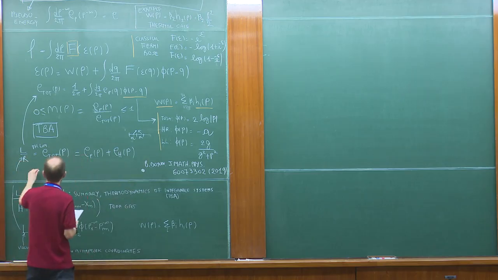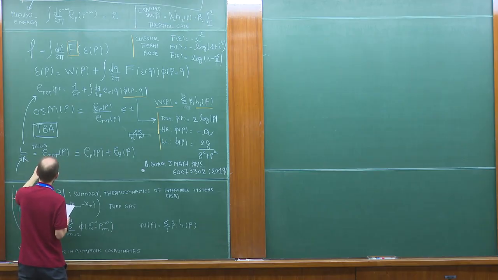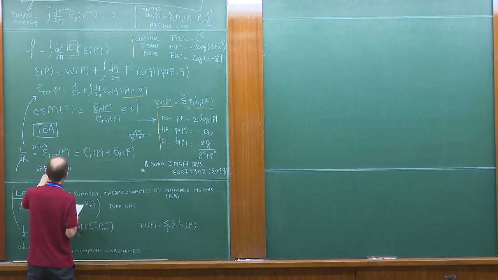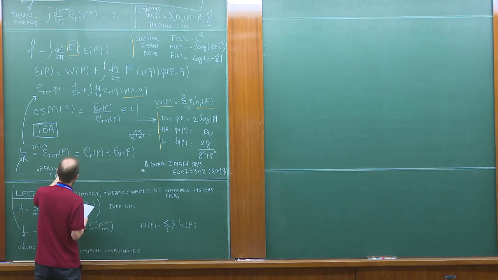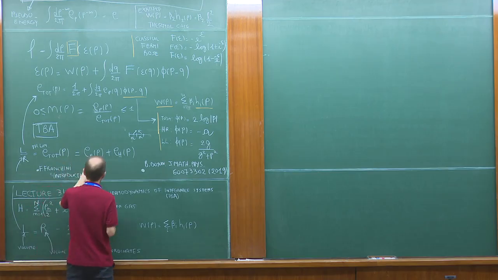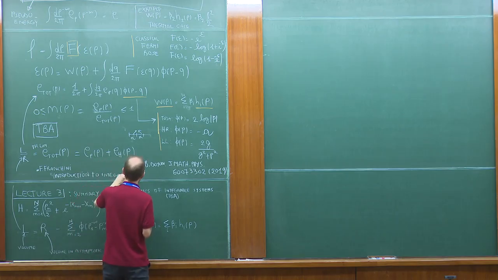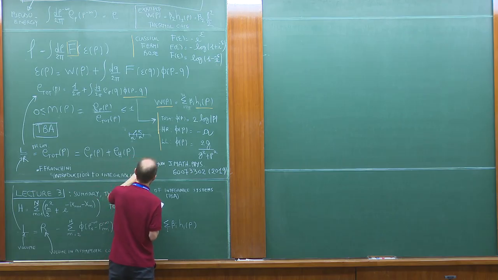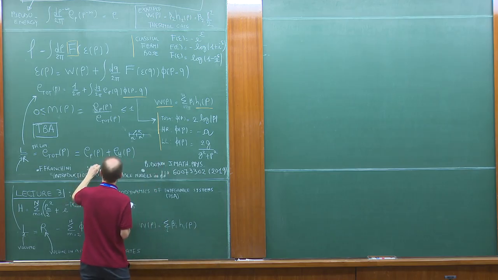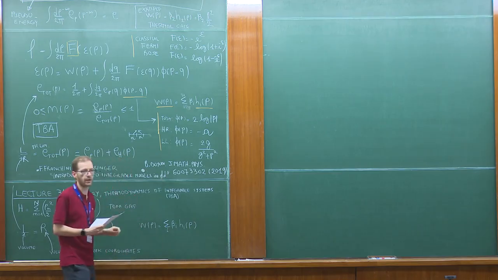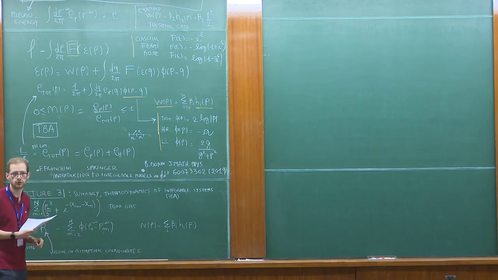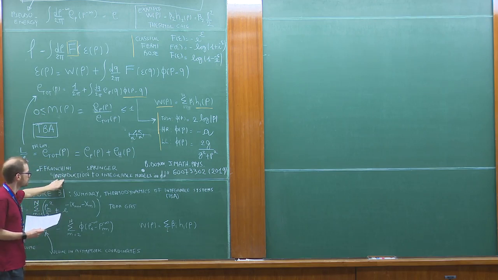In this case, one reference that I like a lot is this one. It's from Franchini. It's a book called, I think, Introduction to Integrable Models in One Dimension. It's a book from Springer, but it's also available on arXiv as a preprint, so you can find it also on arXiv. This is an excellent book, I would say. It's very clear.